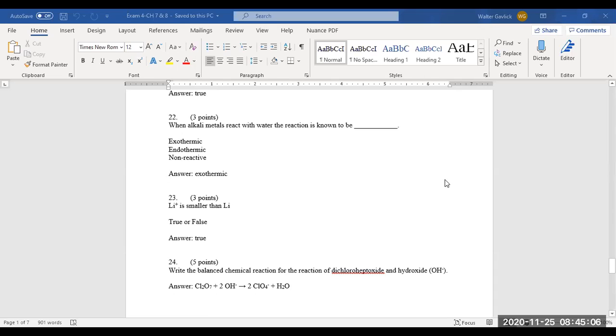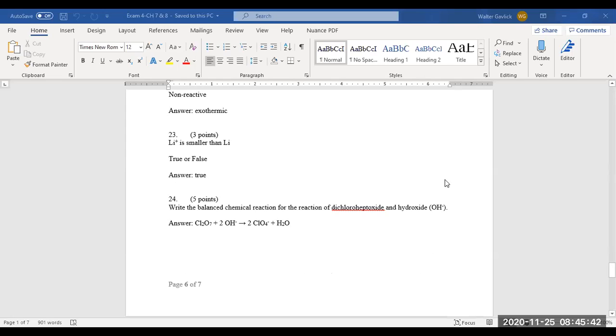Number 22, when alkali metals react with water, the reaction is known to be, the answer is exothermic. So remember, the alkali metals are sodium and potassium and things like that. And we had talked about how those are pretty violent reactions when those metals are placed in water. 23, lithium plus ion is smaller than lithium. That's true, because by plus we then know those cations have lost some of the valence electrons.